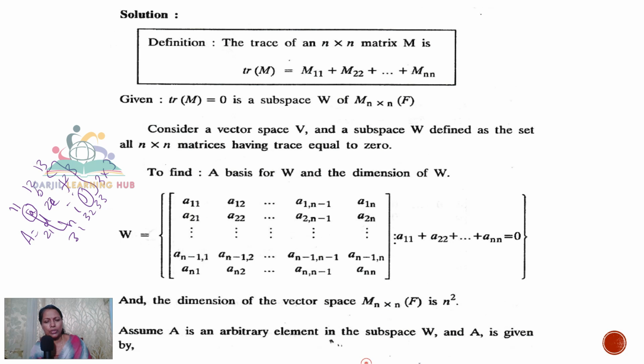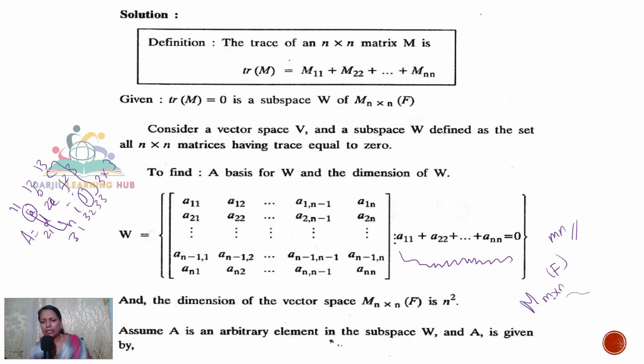A11, A12, etc. A1n. That's why it is written here as A11 with the condition for these n by n matrices: A11 plus A22 plus etc. plus Ann equal to 0. As for the dimension of the vector space, we already saw it immediately after the definition of basis and dimension; I have given an example. The collection of matrices with m rows and n columns over the field F has dimension m into n. This is what we saw.